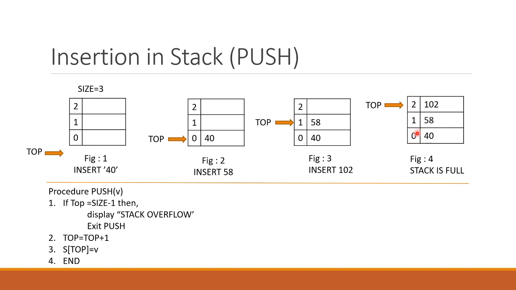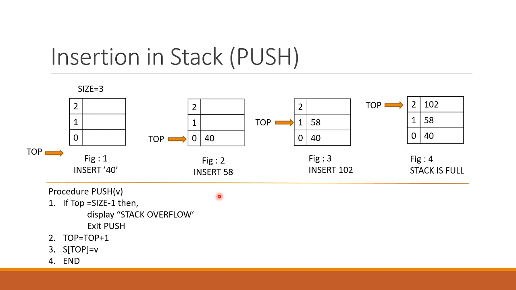After this current situation, if we are again calling the push operation, then check for this condition first. What will be the condition? Top, which is currently pointing at 2. So 2 is equal to size, which is 3, minus 1. That will be 2 equals 2. So this condition becomes true, and it will display that the stack is overflow, and it will exit the push algorithm because we cannot push anymore as there is no space inside the stack.